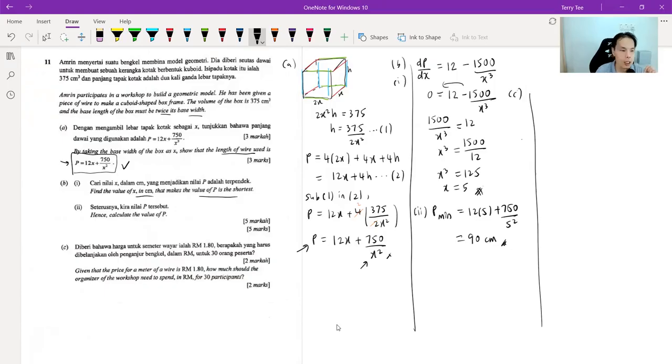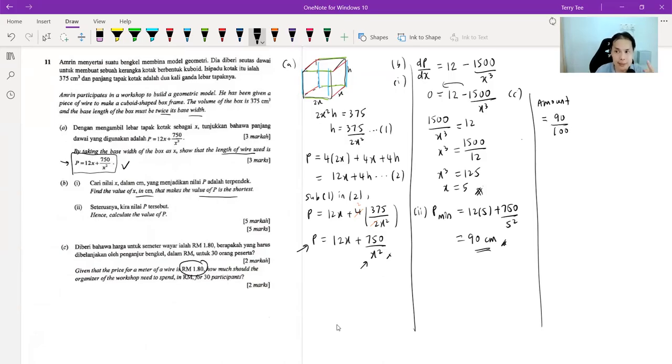Part C. Given that the price per meter of Y is 180, how much should the organizer of the workshops need to spend for 30 participants? This one has nothing to do with differentiation. It's just a normal, simple multiplication. To calculate the amount you have to spend, now, this is in cm. The price per meter of the wire is 1 ringgit 80 cents. So we need to convert 90 cm to meters. Very simple, you divide 90 by 100 to convert to meters.